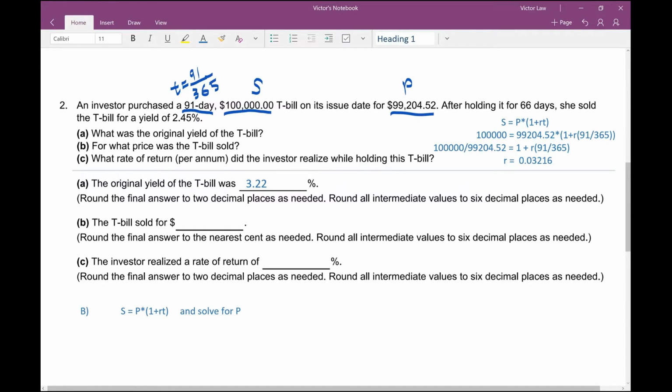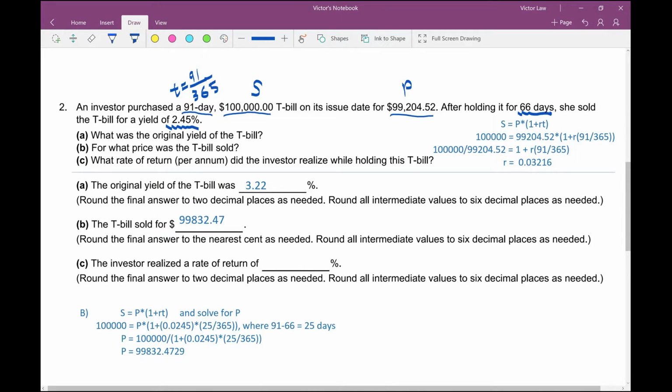For part B, to find how much the T-bill was sold for, we're going to use the formula S = P(1 + RT), and solve for P. So we know that the yield on the T-bill is 2.45%, and for the 66 days, we're going to take 91 minus 66 to give us 25 days, and our T will then be 25/365. So next we're going to plug in the numbers.